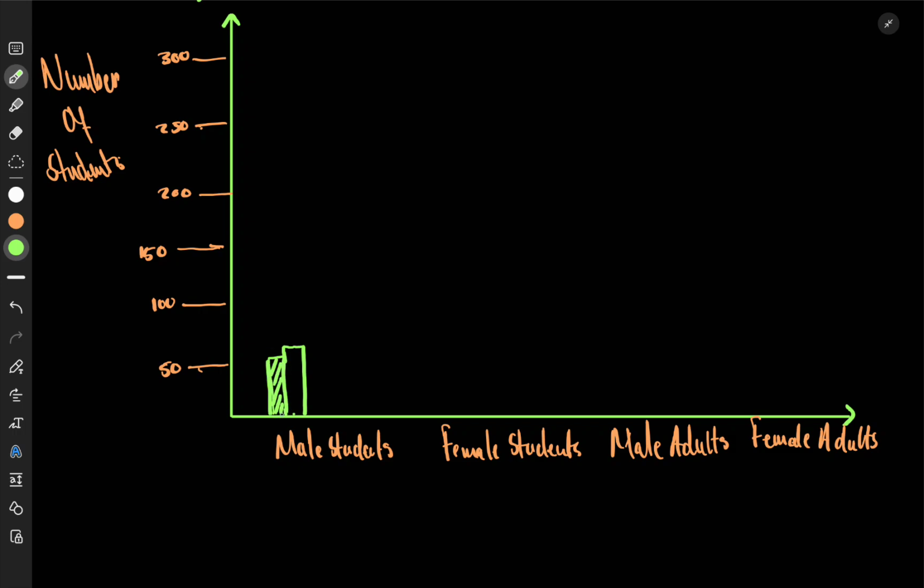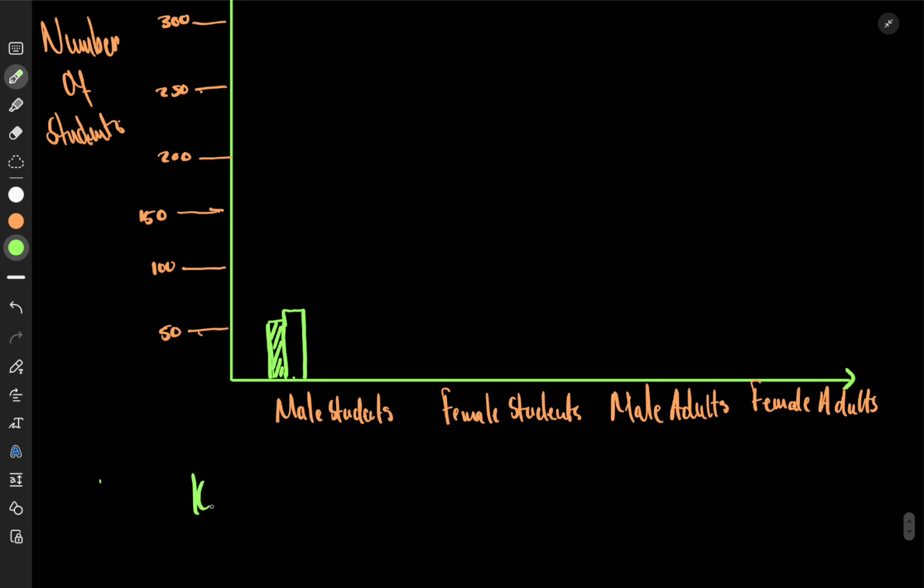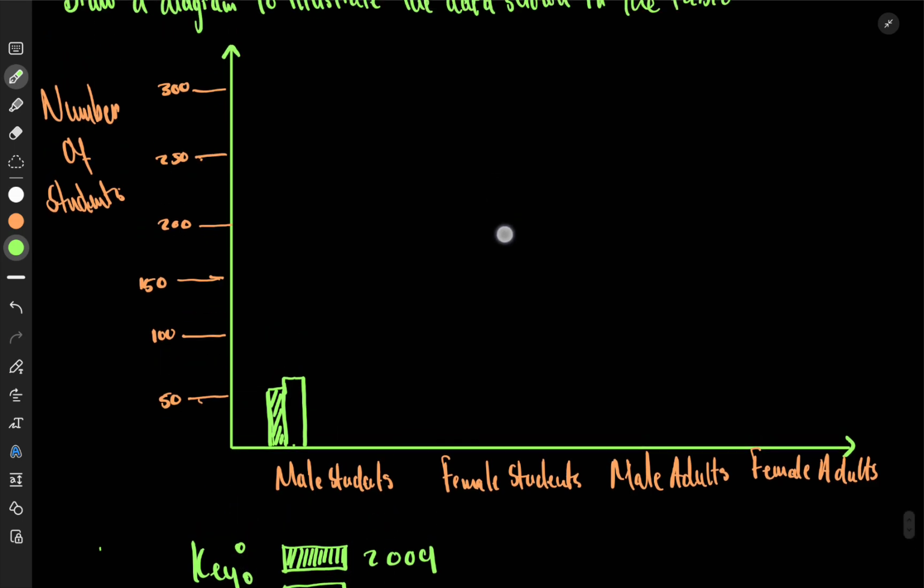Then one I'm going to shade, then the other one I don't. So now I'm going to say key. I put my key, I put a box that is shaded. Box that is shaded is 2009. Okay, that's the key. And then the box that is not shaded is 2010. I've told them now. So this makes more sense.